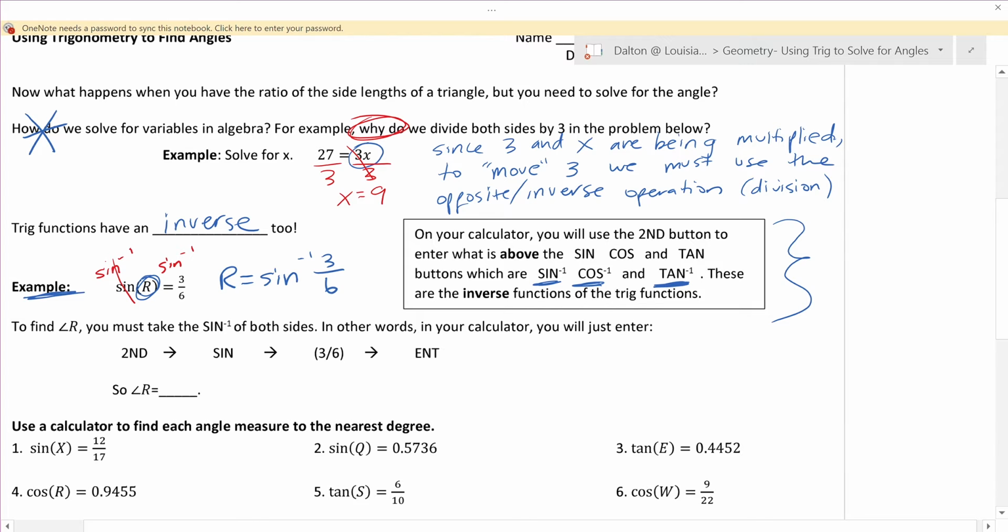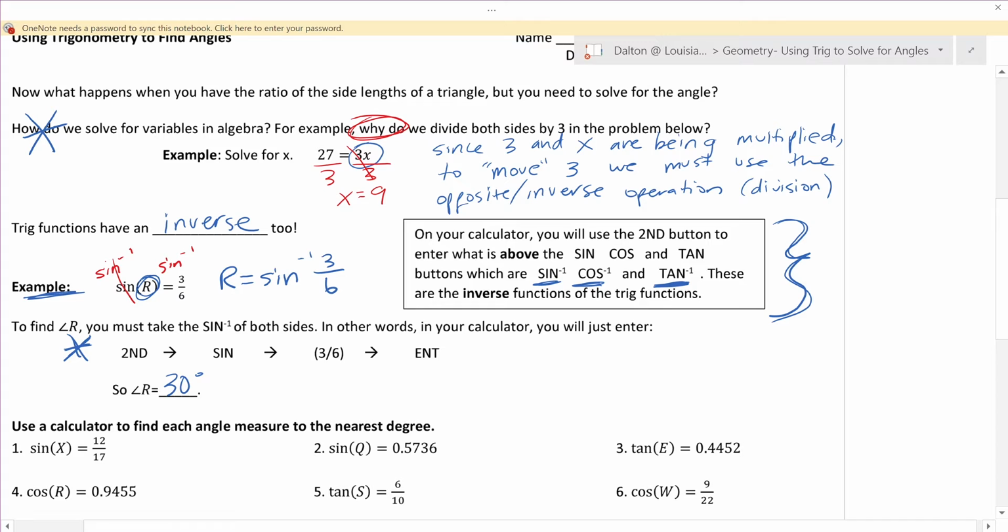So in your calculator, you're following exactly what I just wrote in this text box. You're going to hit second sine, and it will input that sine with the little negative first button. So second sine and 3 over 6, and then you're going to hit enter. So you're following these steps right here. Second sine, 3 over 6, that's 3 divided by 6, enter. And when you do that, you should get 30 degrees.